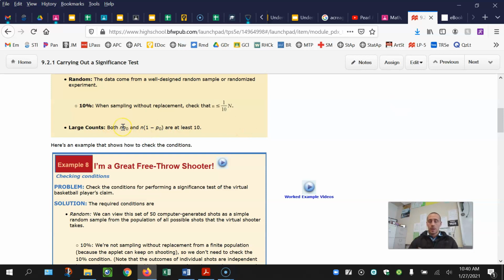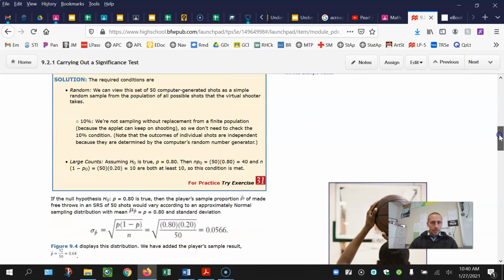Now, you'll notice symbols. Oh, man, they're different again. n p sub 0. This is like the null value, whatever the claimed value is. So this is really confusing. You're going to use the claim value. We're using that as fact until we prove otherwise to see if we have enough evidence. So when I check this, it would be like 50 shots times 0.8. I'm not going to use the sample proportion. So they do that here. So 40, we expect him or her to make 40 shots. We expect him or her to miss 10 shots. They're at least 10. Great. Sampling distribution is going to be approximately normal. Fantastic. All right.